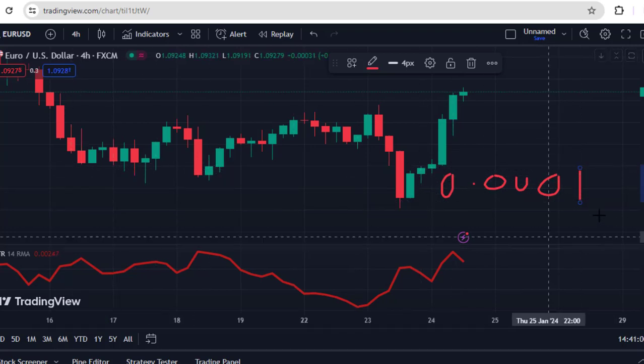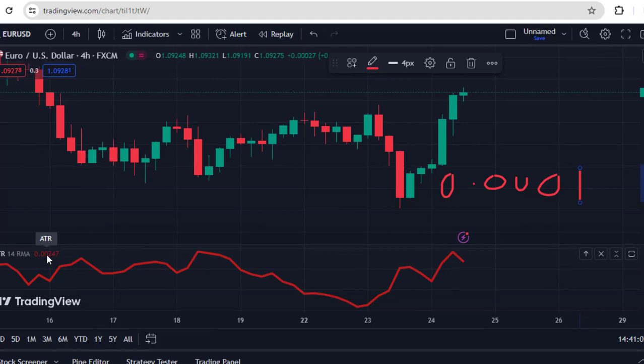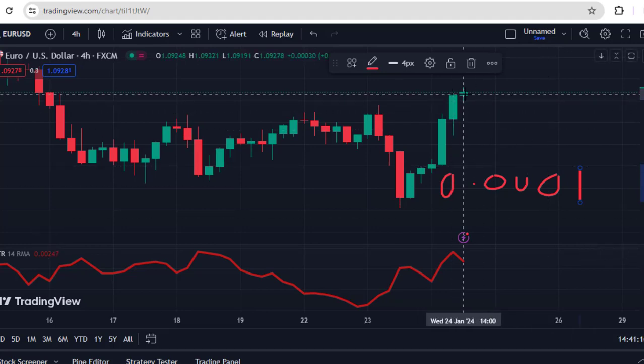Now if you take that into relation with the value on the ATR right here, if I put the cursor on this very candle that is forming right now, you will see the ATR value. The ATR value for this very candle is 0.00247. But in terms of pip, we are taking into consideration the fourth number after the decimal point. The fourth number after the decimal point here is 4. The third number here is 2. So we have 24 pips for this very candlestick.